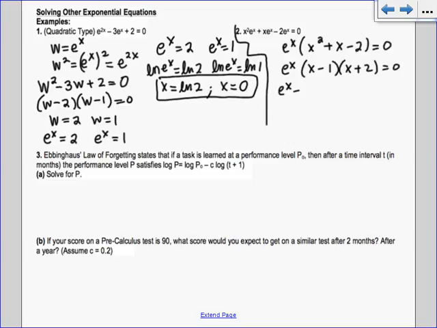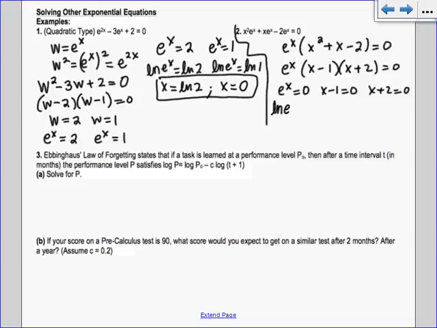So I have e to the x equals 0, I have x minus 1 equals 0, and I have x plus 2 equals 0. All right, e to the x equals 0. A number to a power equals 0. Think about 2 to the x equals 0. Can you raise anything and ever get 0? You actually can't. So if you had tried to solve this, you would take the natural log.